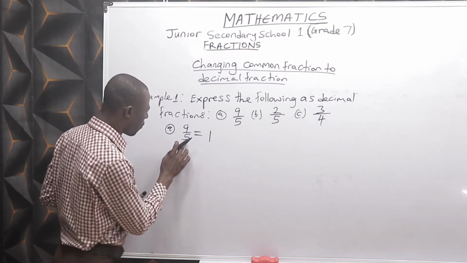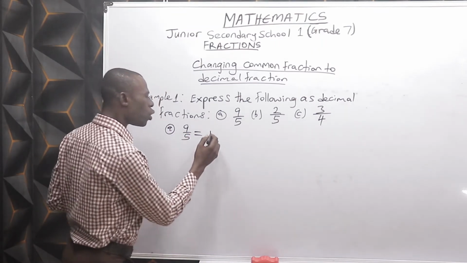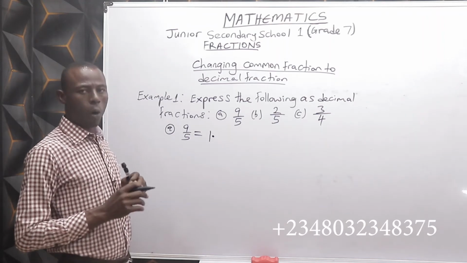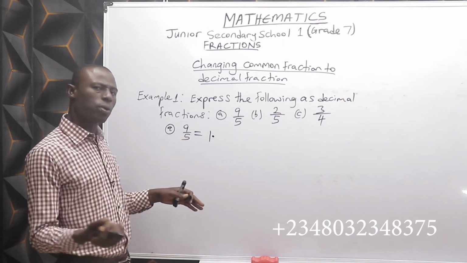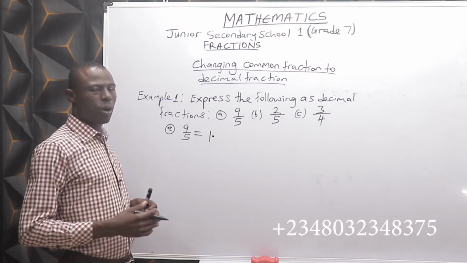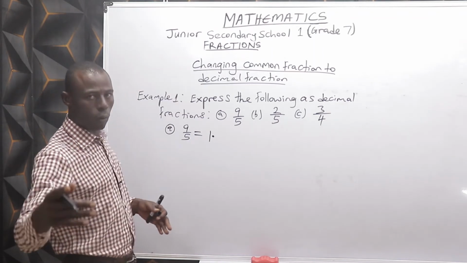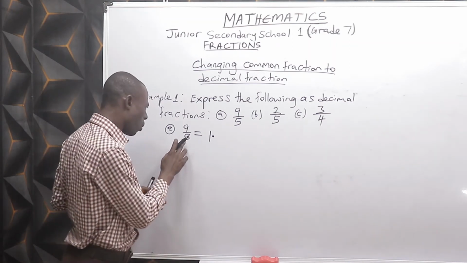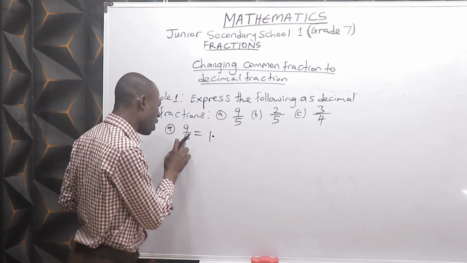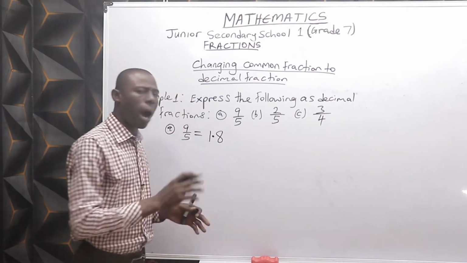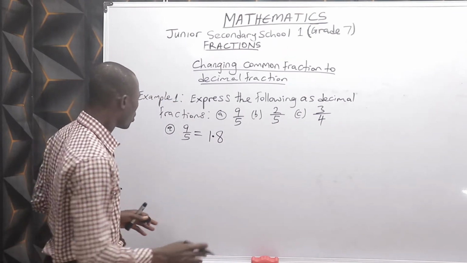Now, how many times do we have 5 in 9? 1 time. Immediately put decimal point. So what remains? 4. That 4 that remains, put 0 at its back. When you put 0 at the back of that 4, it forms 40. You now ask yourself, how many times do we have 5 in 40? That is 8 times, and that is the answer, 1.8.